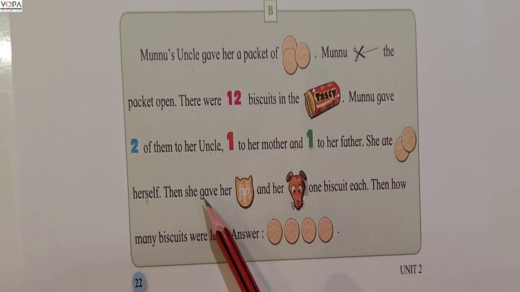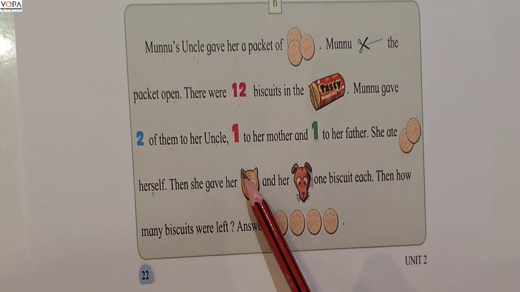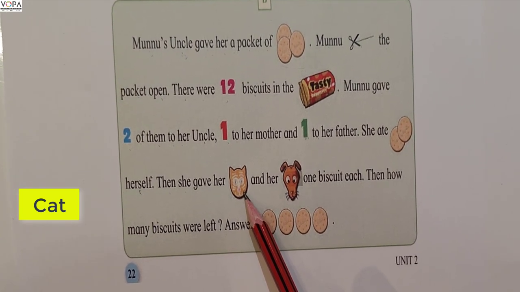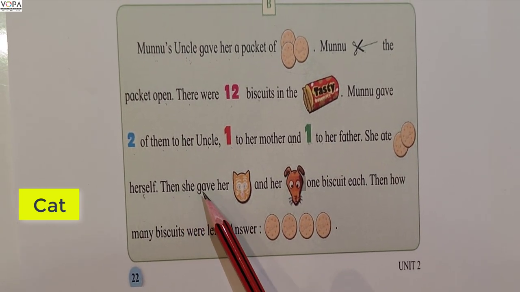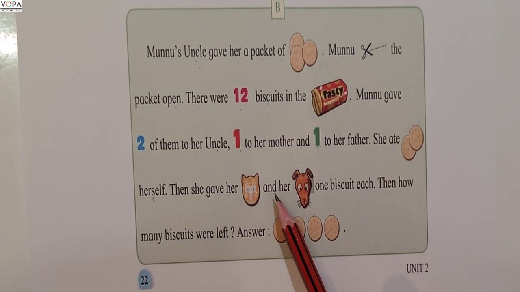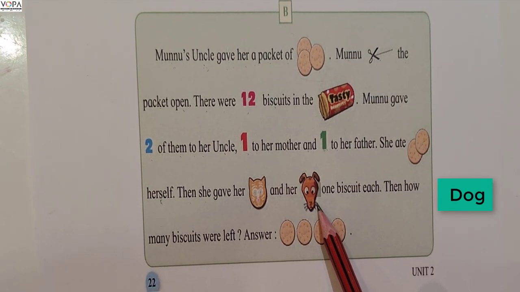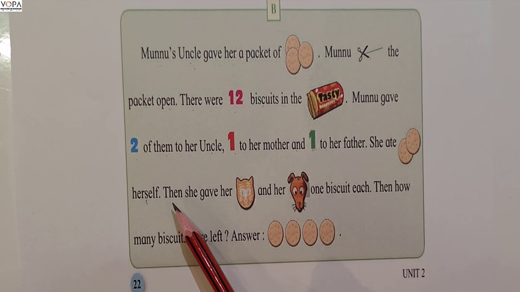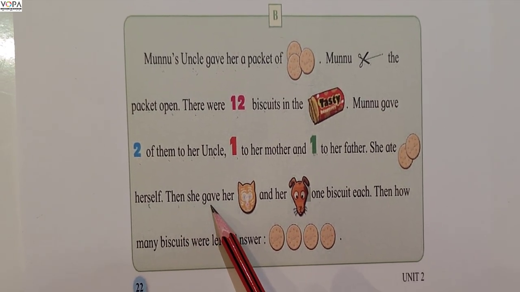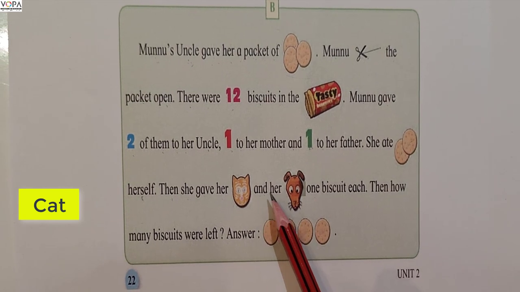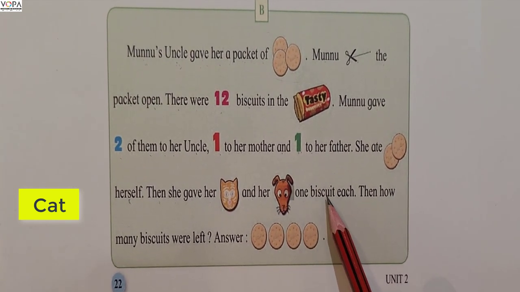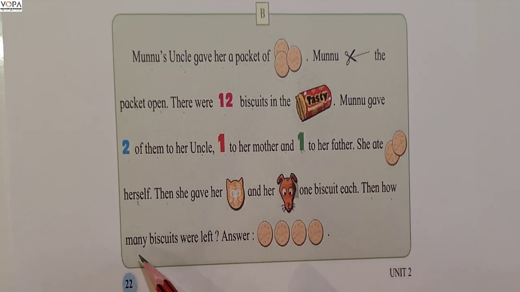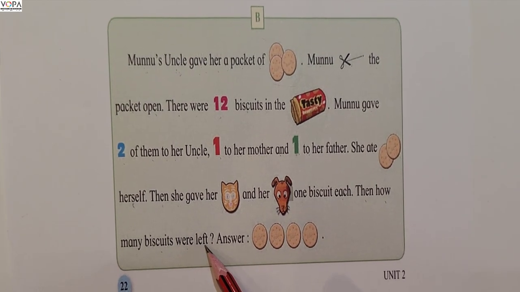Then she gave her, what is this picture? Cat, C-A-T, cat. Then she gave her cat and her dog 1 biscuit each. Let's repeat again. Then she gave her cat and her dog 1 biscuit each. Then how many biscuits were left?